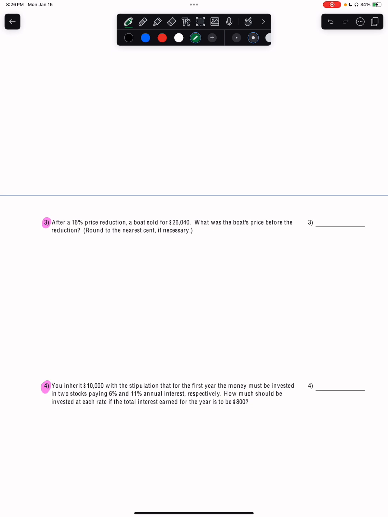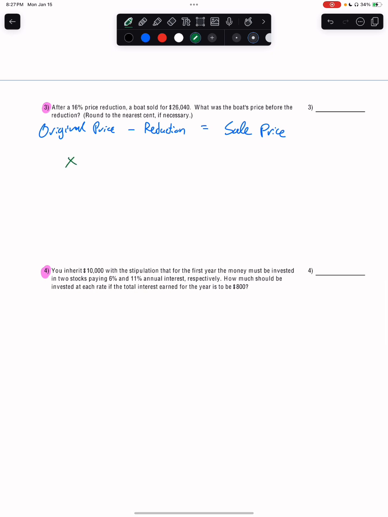Onto a similar type of question. After a 16% price reduction, a boat sold for $26,040. What was the boat's price before the reduction? And we can round to the nearest cent. So the final cost that we see is the sales price. But to get the sales price, you're going to need the original price and I guess some sort of, we'll call it the reduction or discount, whatever you want to call it. And it seems like we're solving for the original price, so that will be our x.